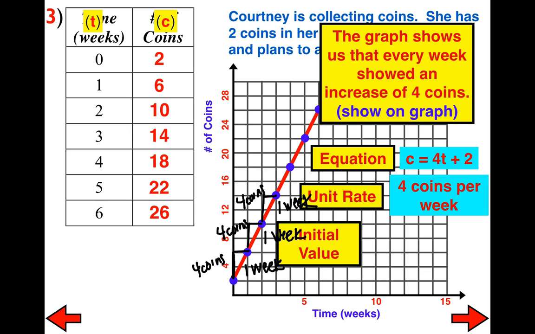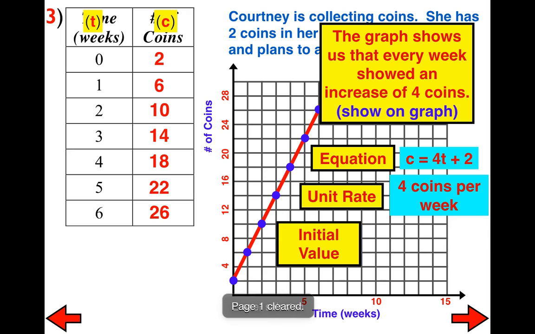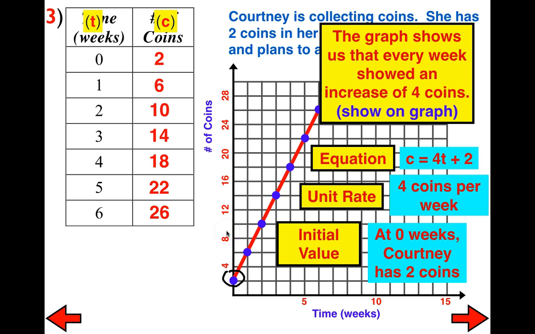Here I would say my initial value is, looking at our graph, at 0 weeks, she had how many coins? She would have 2 coins. Or you can see it right here in our table. At 0 weeks, she has 2 coins. So notice our initial value is not just a number. It's actually a statement. So make sure you don't write one number by itself. So here, there's different ways of saying it. You can say at 0 weeks, Courtney has 2 coins. You can say Courtney started with 2 coins. So again, there's different ways of stating it. Just don't put 2 by itself.